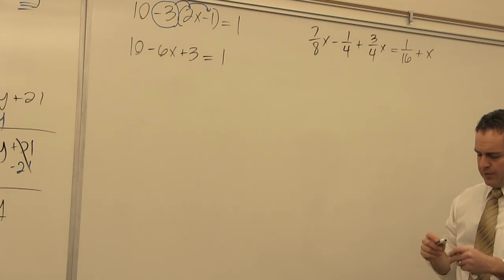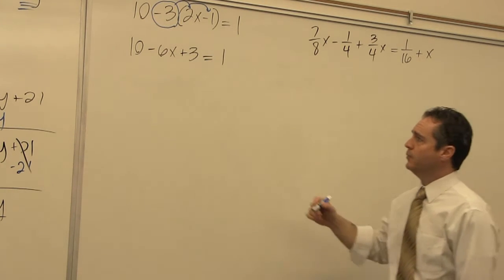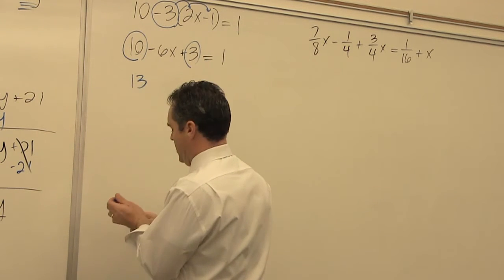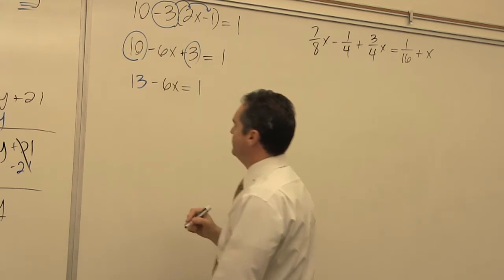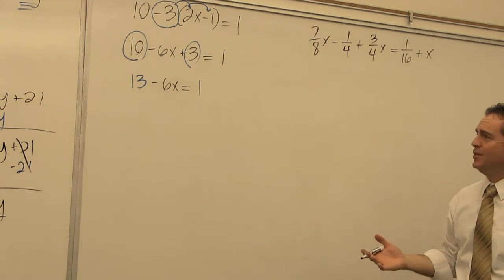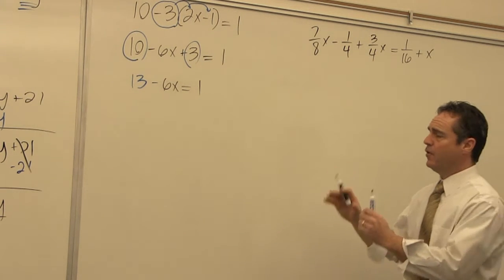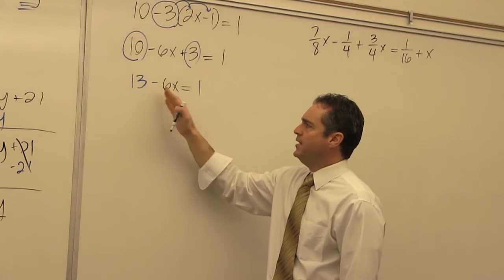Next question in the three-step process of solving, do you have like terms? Awesome. Yes, you do. 10 and 3 makes 13. 13 minus 6x equals 1. Good job. You have achieved simplicity. Look at that equation. There's no parentheses, no fractions, no like terms. All your x's are on one side. Who is sharing sides with x? 13 and negative 6 are.